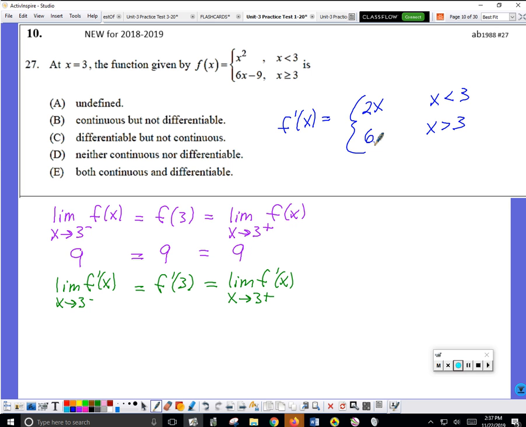Now do you plug in, I'm trying to be precise, 3 from the left? Close to 3. Yeah, close to 3. So what's the value of this limit? 6. What's the value of this limit? 6. So that just told you there is no corner, because the slope on the left of 3 and the slope on the right are the same, so that's okay.